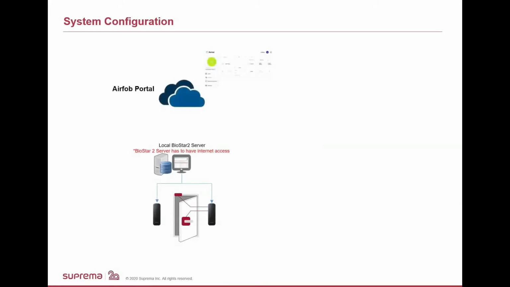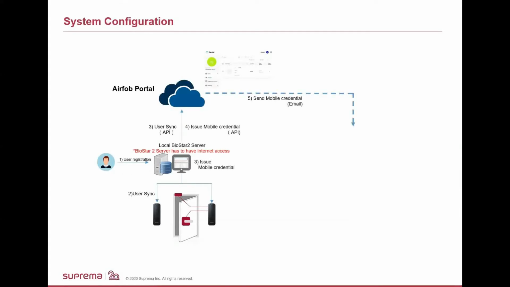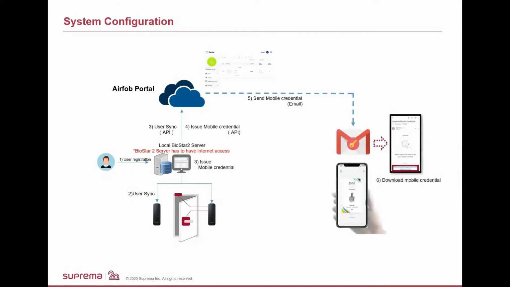If we see the entire system, there will be Biostar 2 in the local, and an internet connection will be required to communicate with the AirFob portal. And of course, the AirFob portal will be on the cloud. Basically, you can do the user management separately from the cloud side, but since Biostar 2 is integrated with the AirFob portal from version 2.7.12, you can do it from Biostar 2.